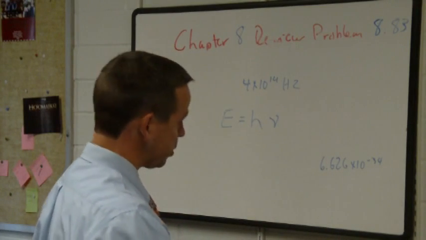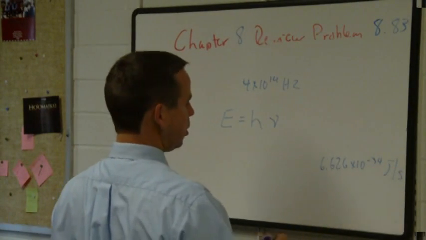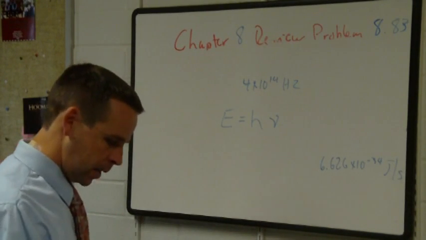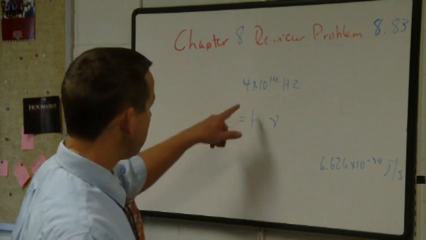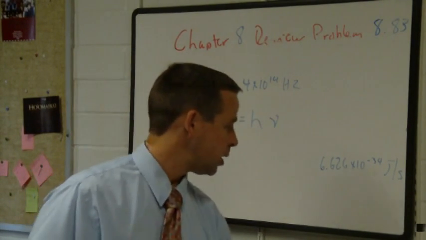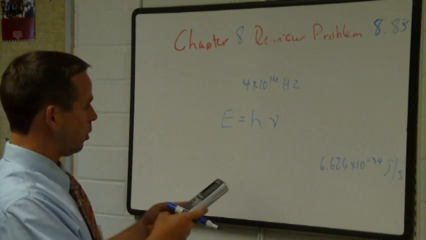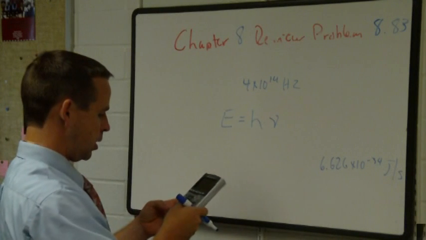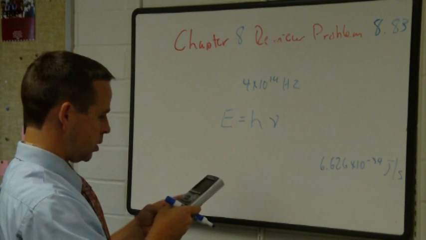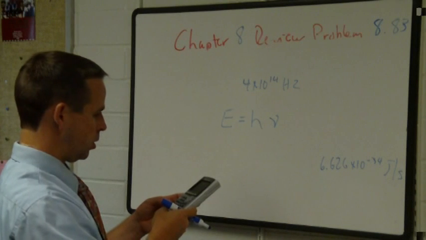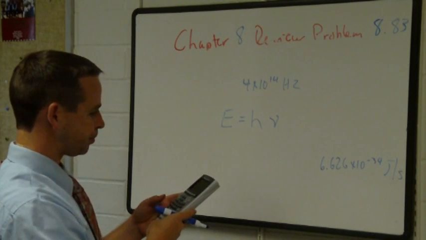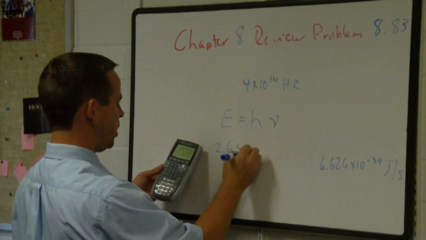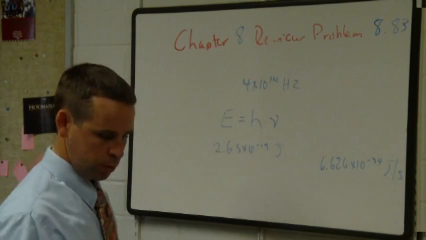And the units are joules per second. That's why if you take frequency per second, multiply by this, you're going to end up with joules. So that's our frequency, multiply it by this value here. So we have 4 times 10 to the 14th times 6.626 times 10 to the minus 34. All right, so the energy is 2.65 times 10 to the minus 19th joules.